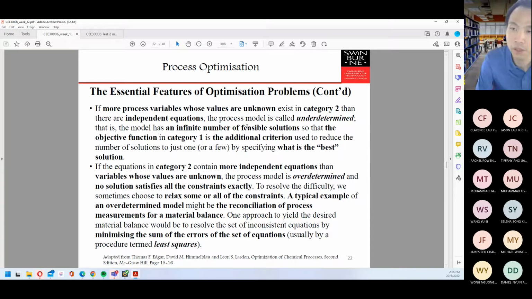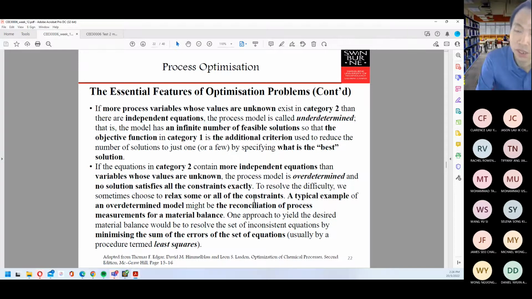If more process variables whose values are unknown exist in category 2 than the independent equations, then it's called underdetermined. Okay, so that means the model has an infinite number of feasible solutions. So the objective function in category 1 is used as the additional criterion to determine what is the best solution. If, on the other hand, the equations contain more independent equations than variables, then it's called overdetermined.